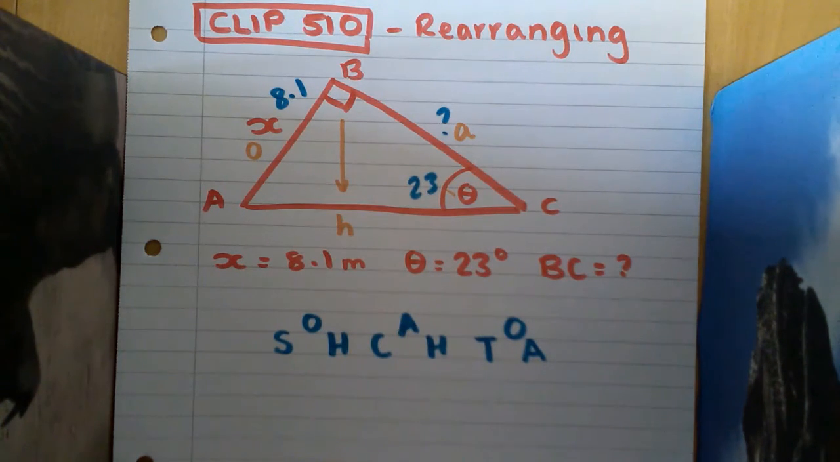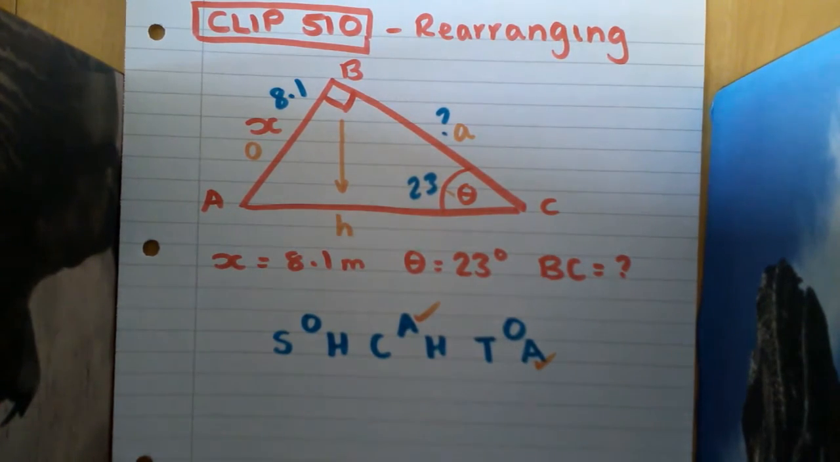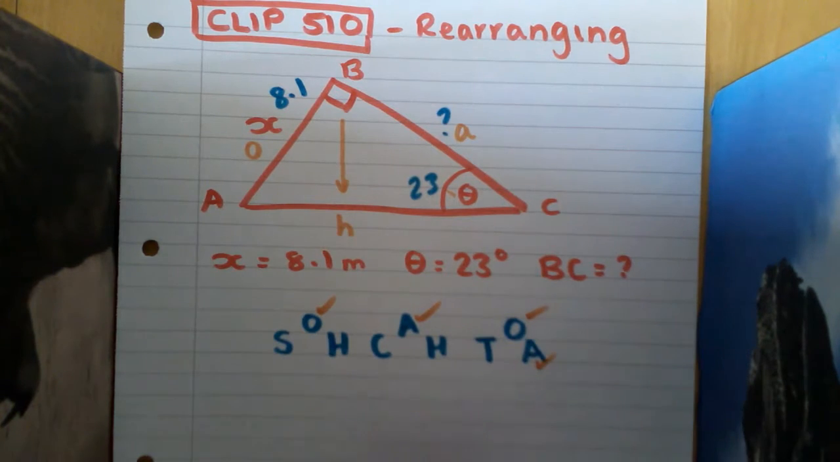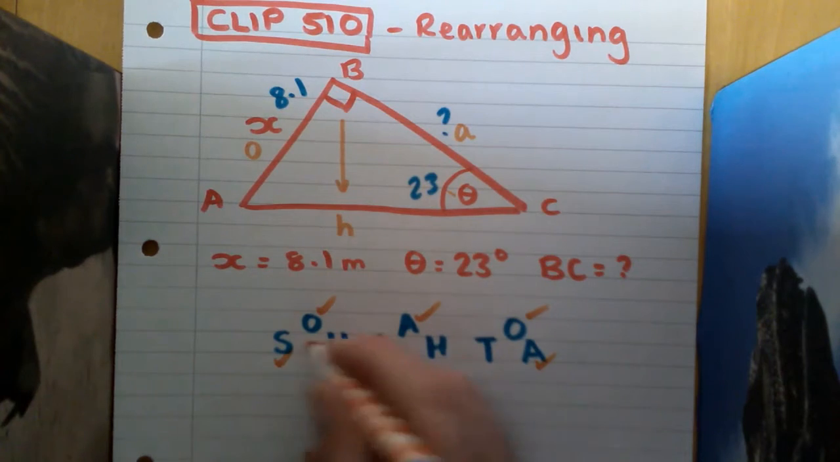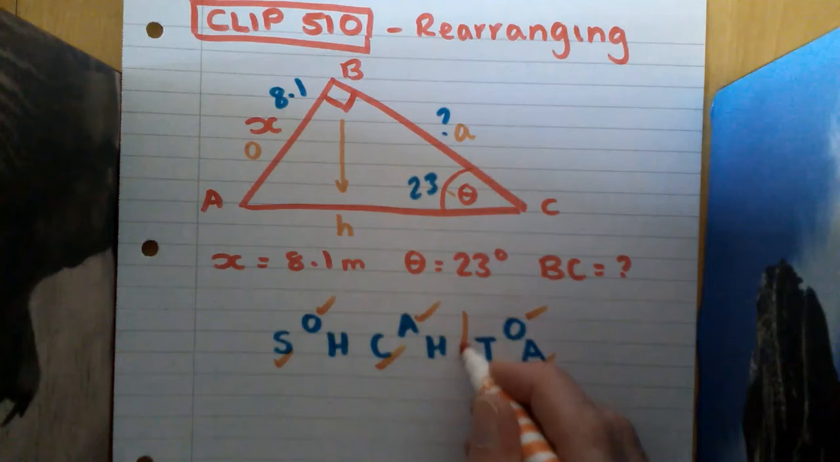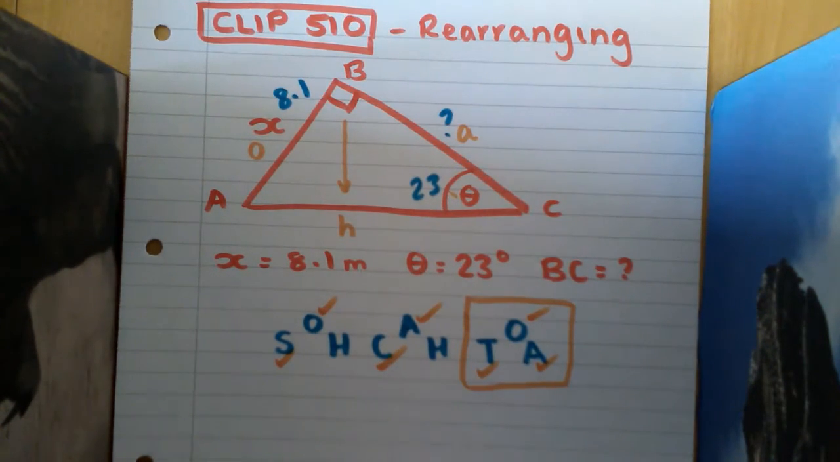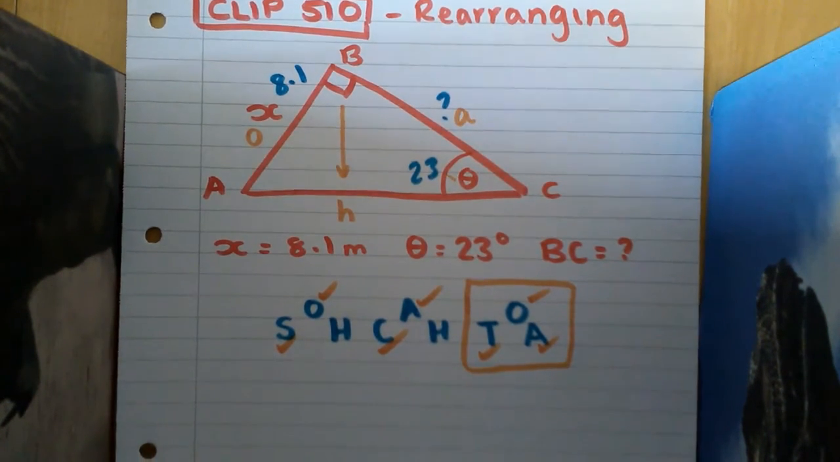So I've got to figure out which of these I'm going to use. Well, first of all, I'm trying to find the adjacent, so I need a ratio that's got the adjacent in. I've been given the value of the opposite. So I know I've got O, and because I've got an angle, it means I can work out the sine, the cosine, and the tangent. So the ratio that's got all three things ticked is the tangent. So I'm going to use the tangent to find out what the line BC is.